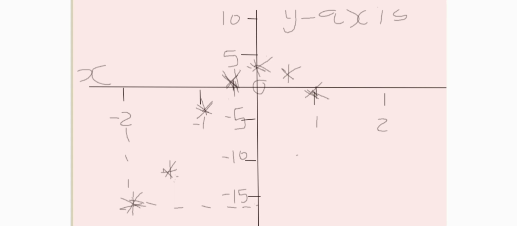Okay, so the next one, we're going to have 1.5 on the x-axis and minus 9. So 1.5 minus 9 should be at this point here. Okay, so the next one, we have 2.0 on the x-axis and minus 11.5. So minus 11.5 should be here.